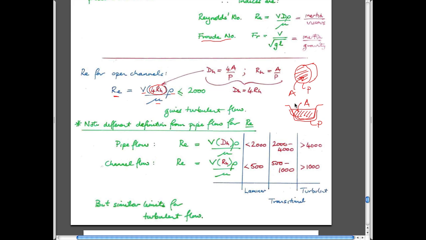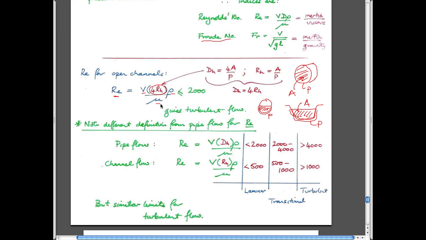If the pipe was half filled, then of course it would also look like this, and this would be your area, and this would be your perimeter. So you just need to get used to thinking in terms of that. Hydraulic radius is defined as the ratio of the area to the perimeter, as opposed to the hydraulic diameter, which is equal to 4 times the area over the perimeter.